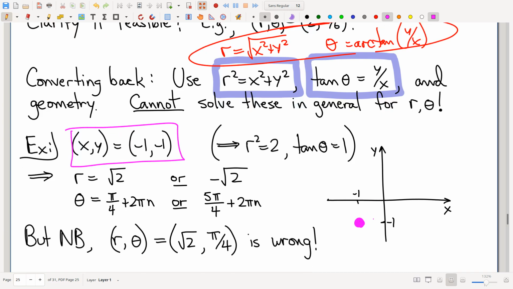All right, so -1, -1, here it is. And by the way, easy to compute r squared, easy to compute tan theta, just using these formulas right here. Perfectly fine, right? But then here's the deal.